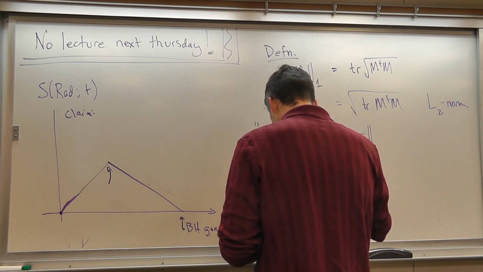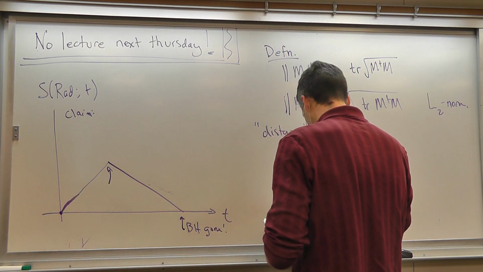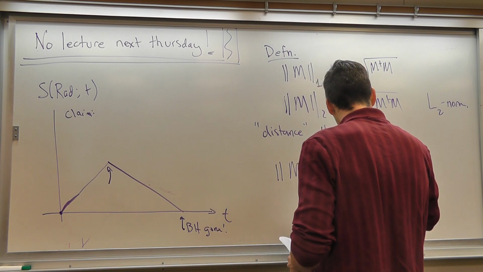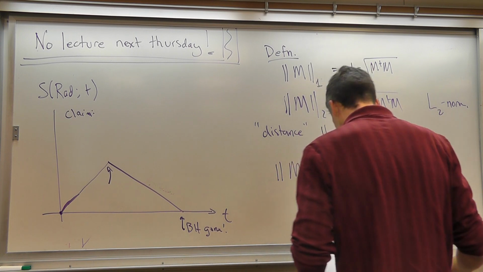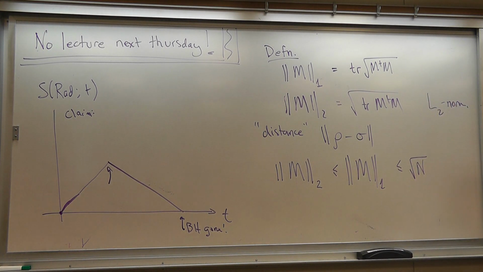It's straightforward to show that M2 is bounded above by M1, which is bounded above by root n, that being the dimension of the Hilbert space, times M2.